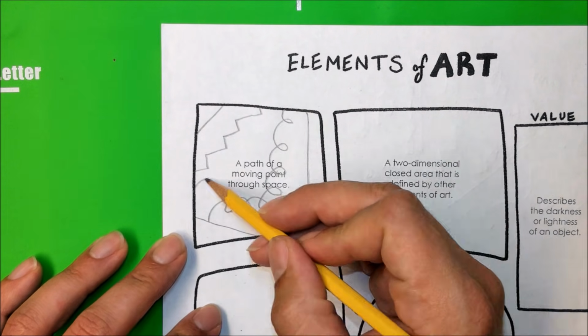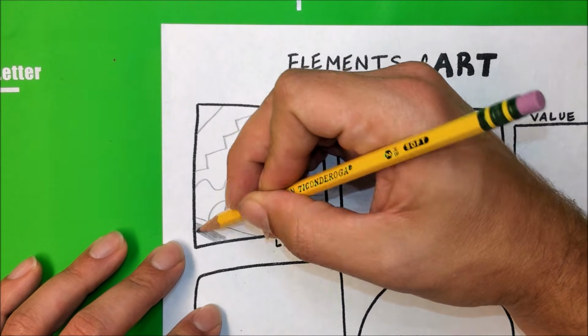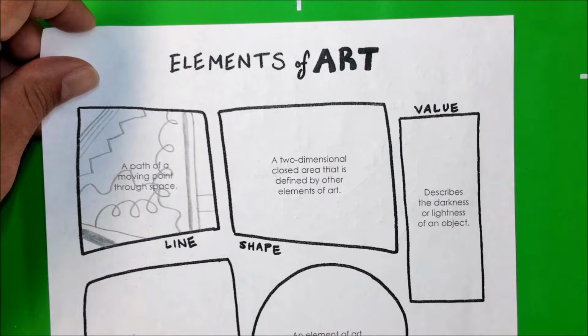In the first box, go ahead and draw at least 5 different lines, thick, thin, but a variety of lines that we can then use to create our next element of art, shape.